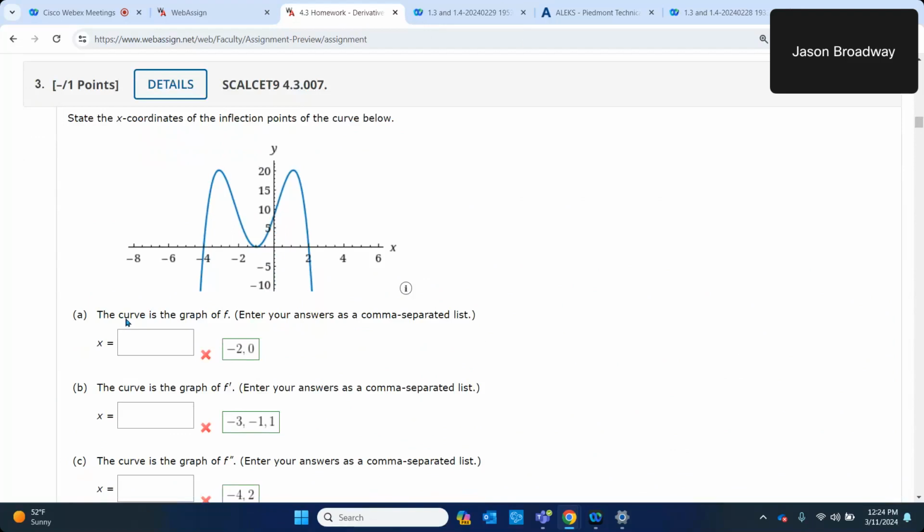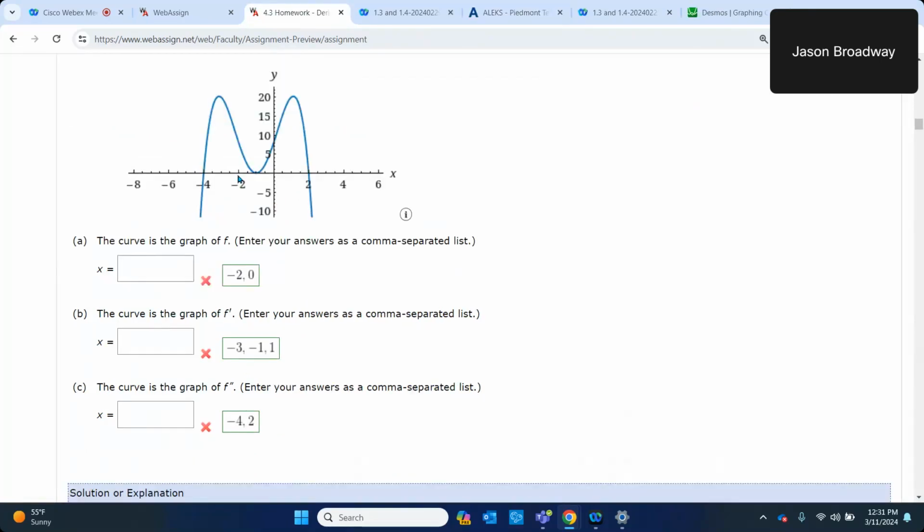Now, the inflection points happen at around x equals neg 2 and x equals 0, or if not exactly, close to x equals neg 2 and x equals 0. So here and here. You go from smiling to frowning. You just sort of have to eyeball it.